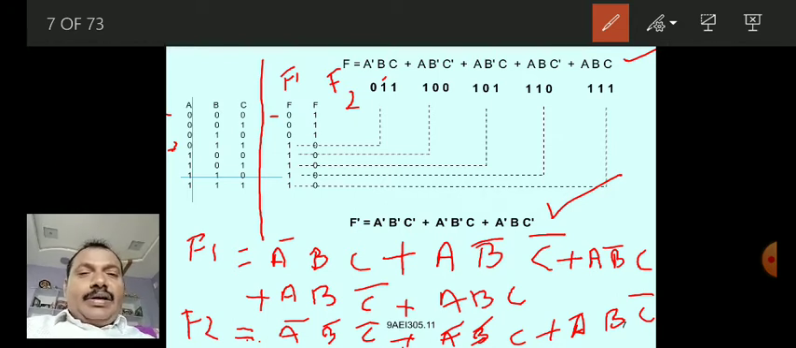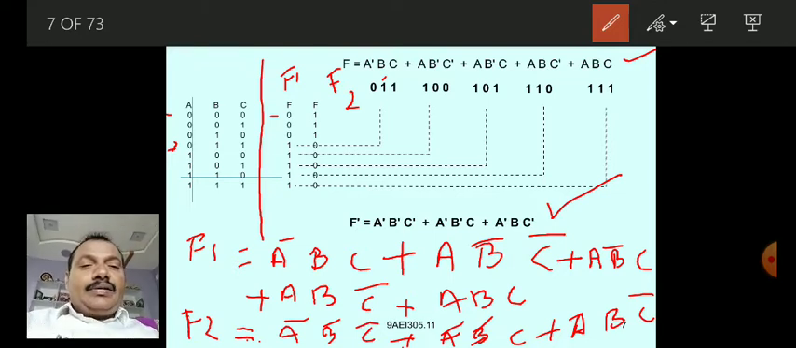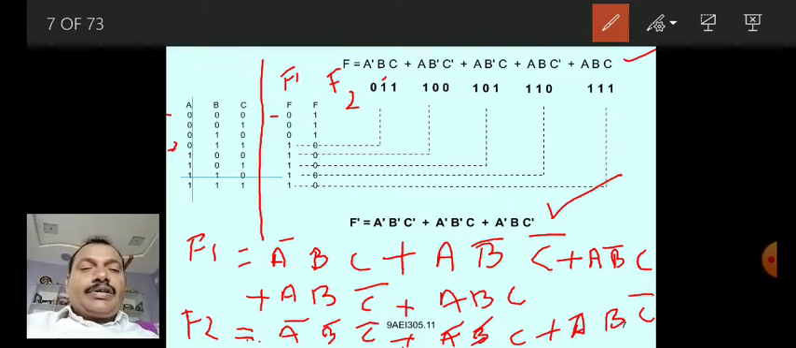Whenever a truth table is given, we can easily write the SOP canonical form by identifying the minterms. Minterms are all ones.